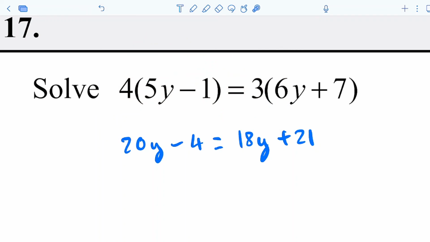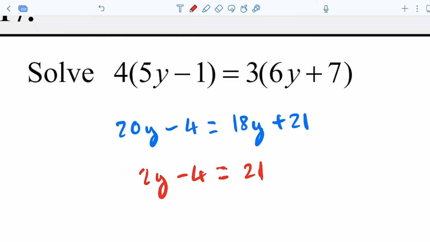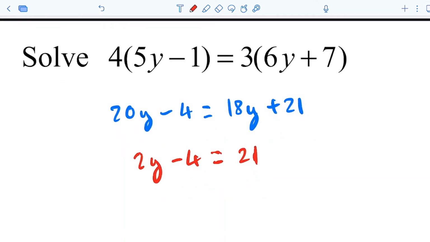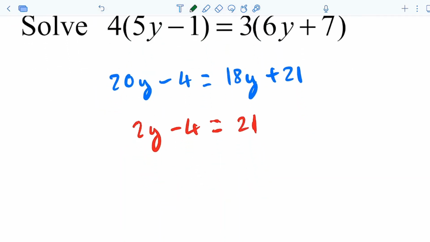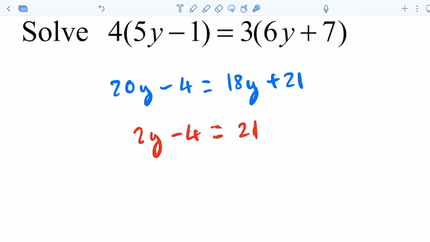Again, the next step, we're going to take 18y away from both sides, so we are left with 2y, take away 4 on the left, is equal to 21. Okay, next step is to plus 4 to both sides, so that we've got the y's on one side of the equal sign, and then just the values on the other. So plus 4 to both sides, we get 2y is now equal to 25, and therefore y is equal to 25 over 2.